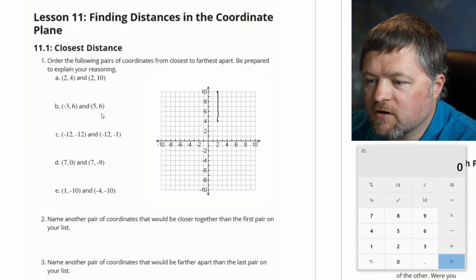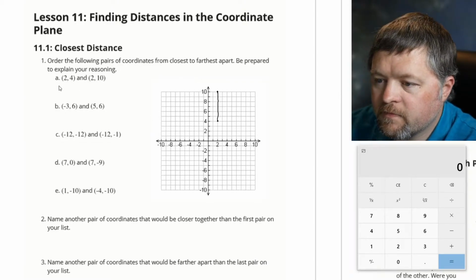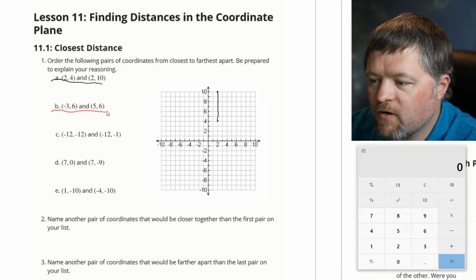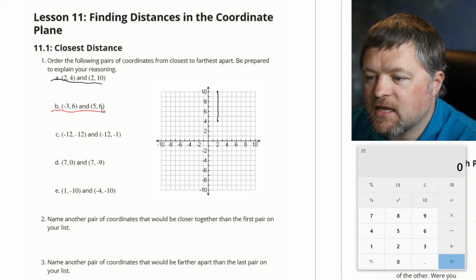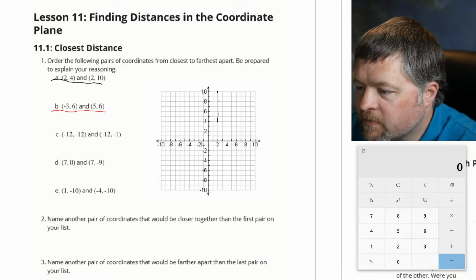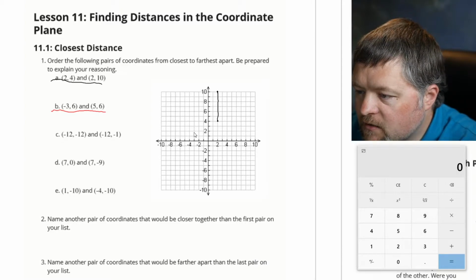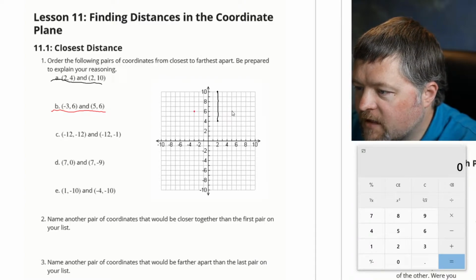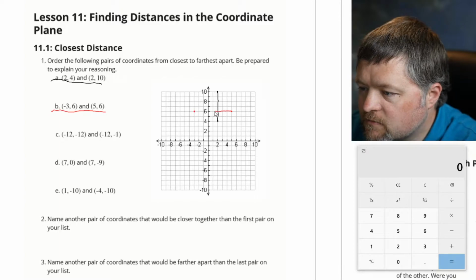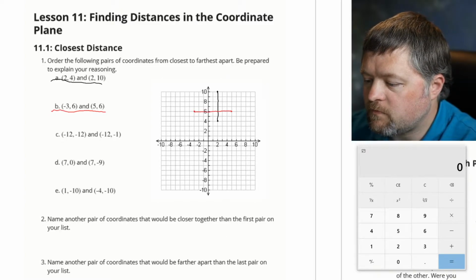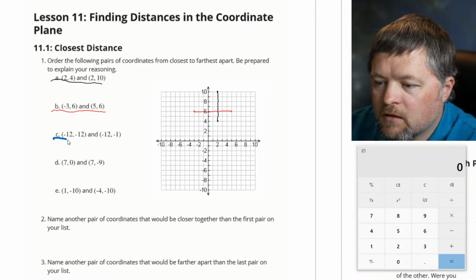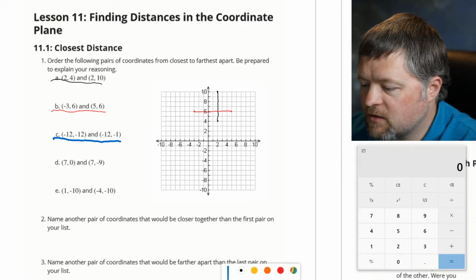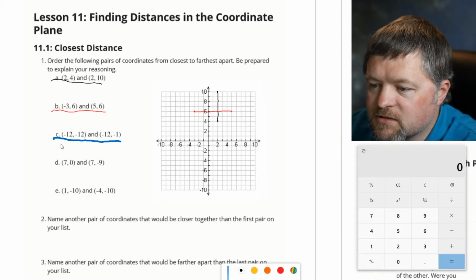Try and do these in different colors. That one is black. I'll do the next one in red. -3,6 and 5,6. Okay, next one here. Can I make that as small as the other ones? There.